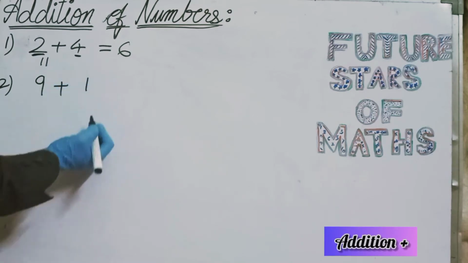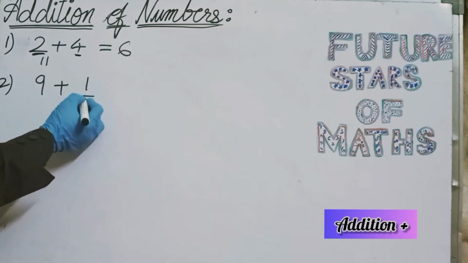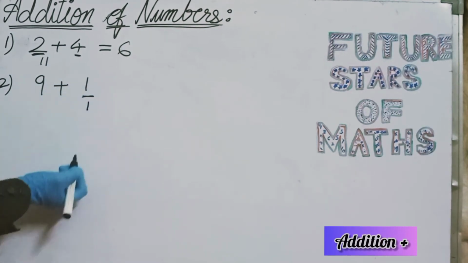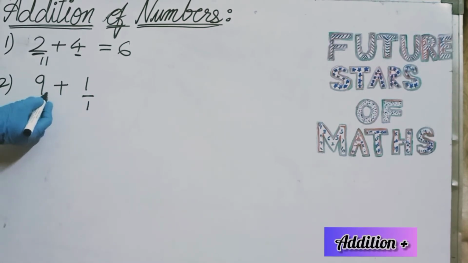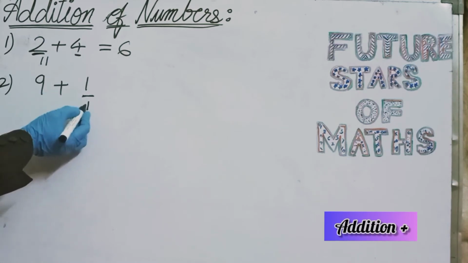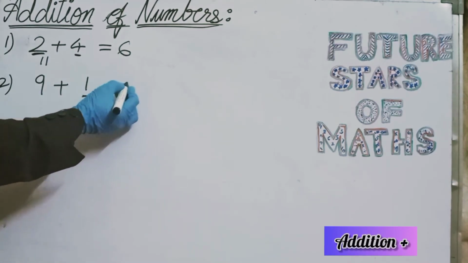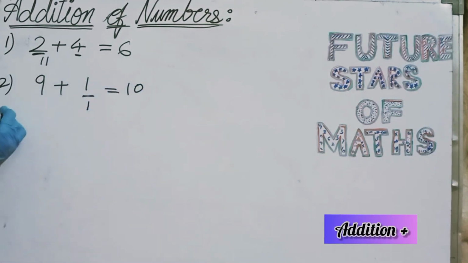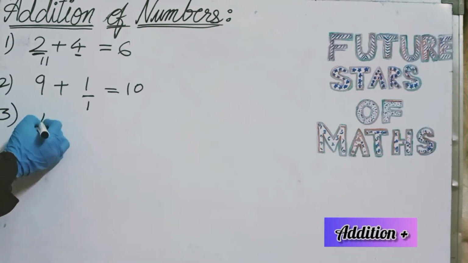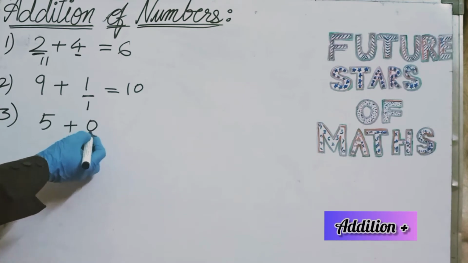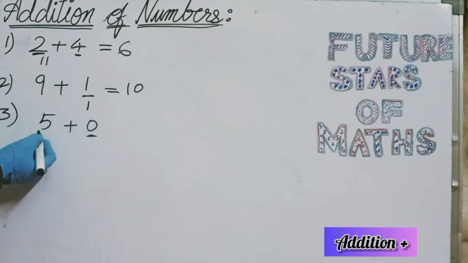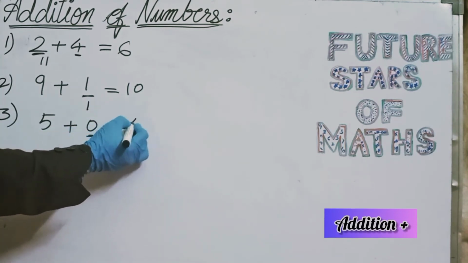Let me show one more number. 9 plus 1. So here the smaller number is 1. So I'll draw one line for this one. Then we will keep 9 in mind and then count after 9. After 9, 10. So I'll write here 10. What about 0? If there is a 0, what do we do? 0 means nothing. We are adding nothing to 5. So the answer will be 5.